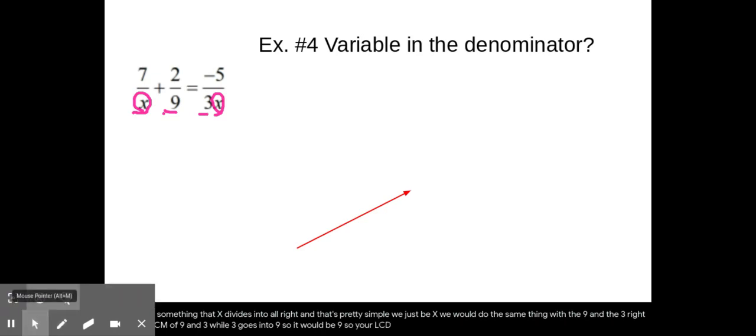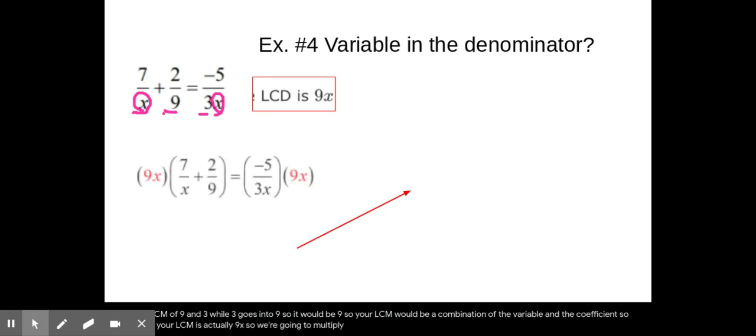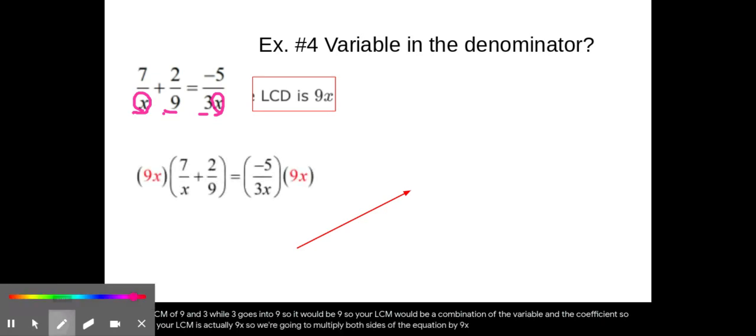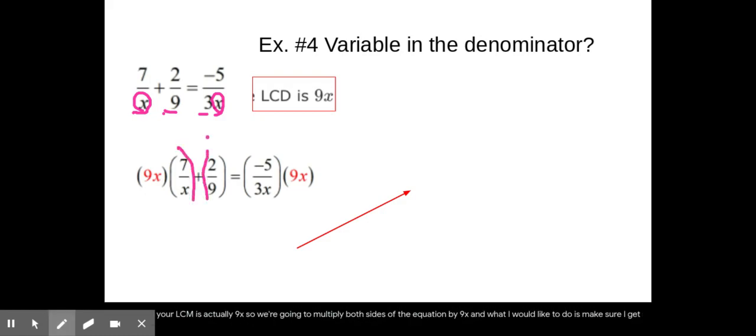So your LCM would be a combination of the variable and the coefficient. So your LCD or your LCM is actually 9x. So we're going to multiply both sides of the equation by 9x. And what I would like to do is make sure I get every term multiplied by 9x. So I'm going to write a 9x up here. So I have 9x times 7 over x, 9x times 2 over 9, and 9x times 5 over 3x.